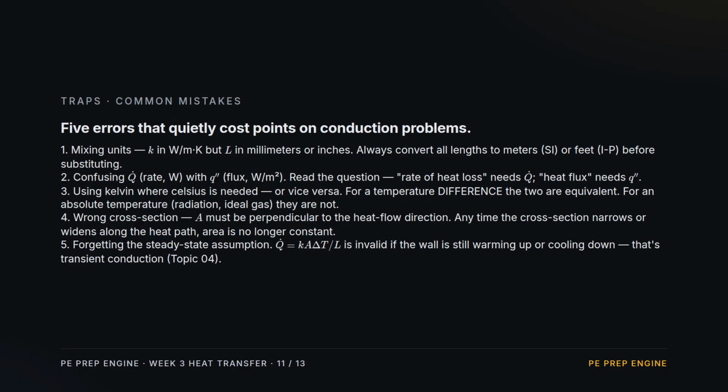5 traps that quietly cost points. 1. Mixing units. Convert all lengths to meters or feet before you substitute. 2. Confusing rate with flux. Q dot is total watts. Q double prime is per unit area. Read the question. 3. Kelvin versus Celsius.